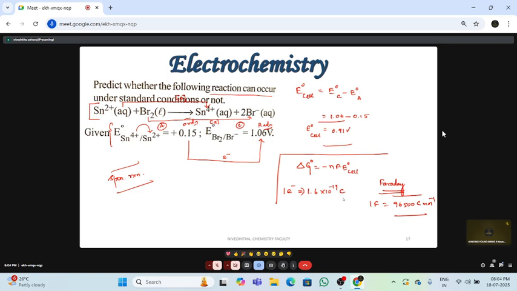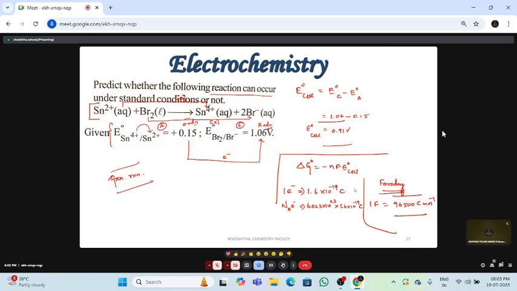So what will be the charge of two electrons? 2 into 1.6 into 10 power minus 19 coulomb, right? So similarly, what is the charge of Avogadro number of electrons? What is Avogadro number? 6.023 into 10 power 23 into 1.6 into 10 power minus 19 coulomb, right? So the charge of one electron is 1.6 into 10 power minus 19 coulomb, and similarly, the charge of Avogadro number of electrons is 6.023 into 10 power 23 into 1.6 into 10 power minus 19 coulomb, right?